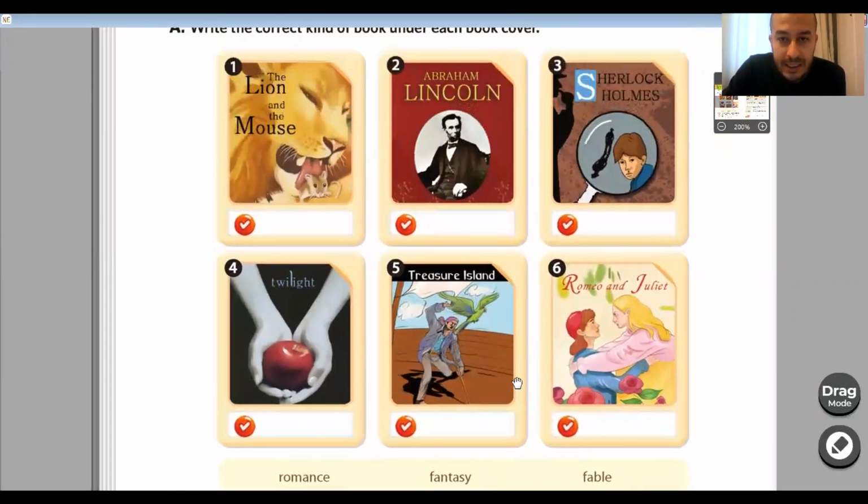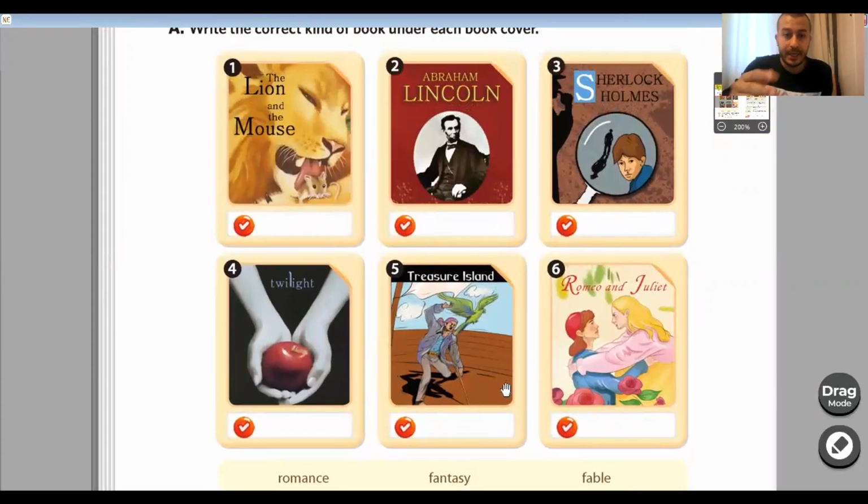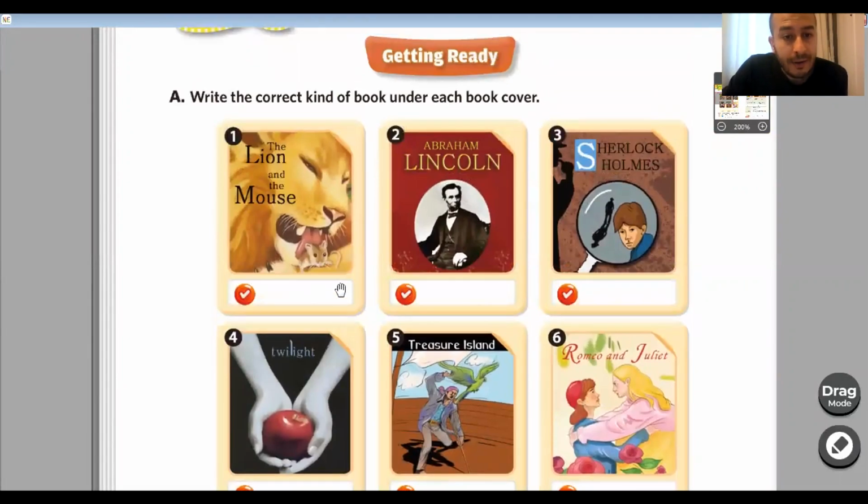Now let's do the activity together according to the book covers we have now. We have The Lion and the Mouse. As you can see, the book cover has a lion and a mouse. So it's a story that includes animals as characters. So it must be a fable, as I mentioned or explained before.